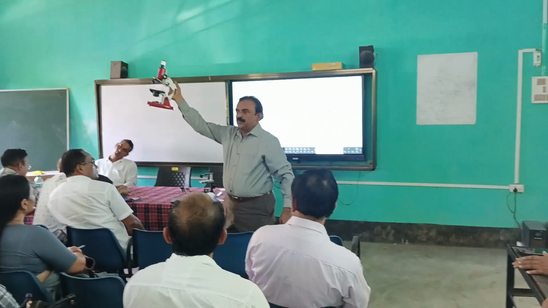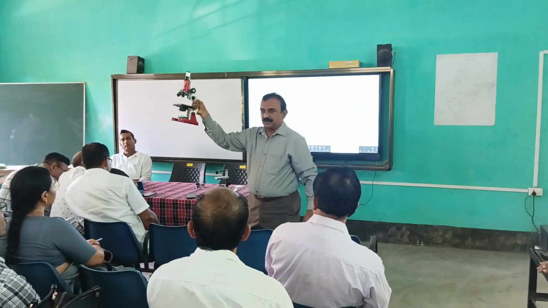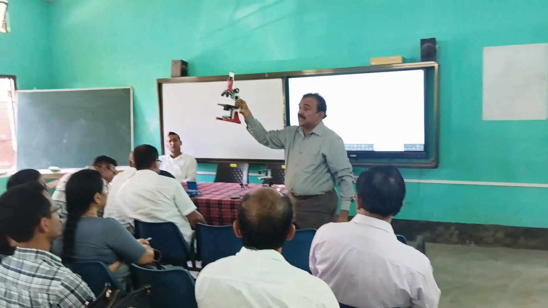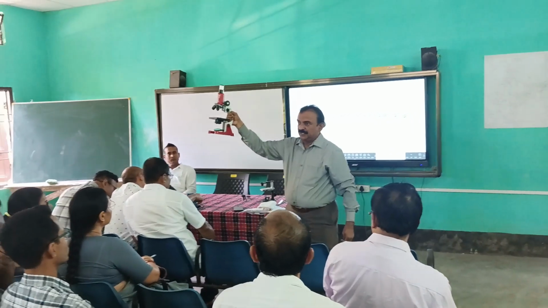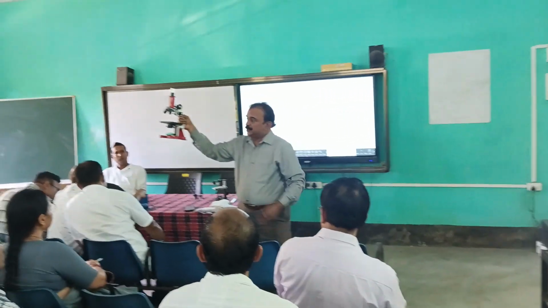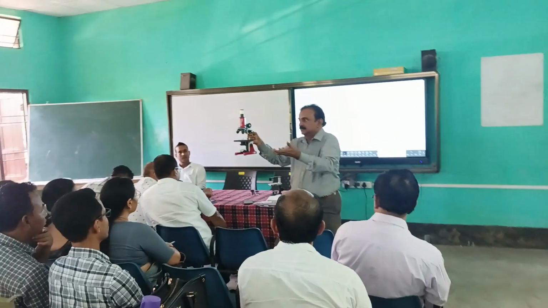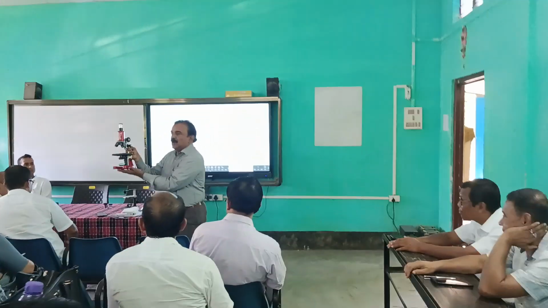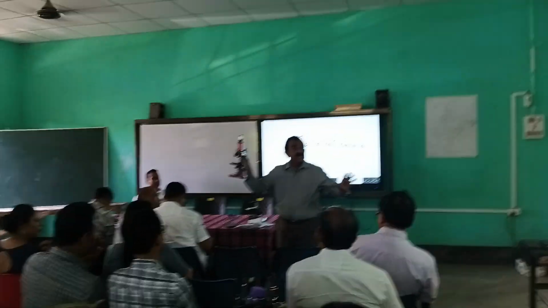This is called a compound microscope, and this is called an optical microscope, and this is called a vertical microscope. We are using it vertically. It is called an optical microscope because it uses light as the source of magnification. Now I am explaining the parts of the compound microscope clearly.